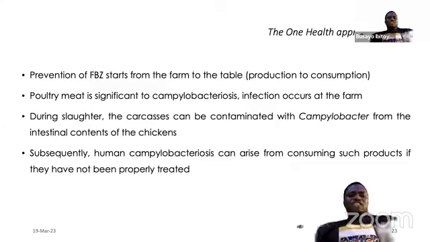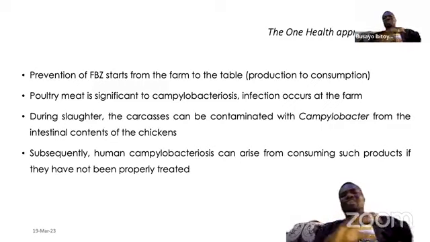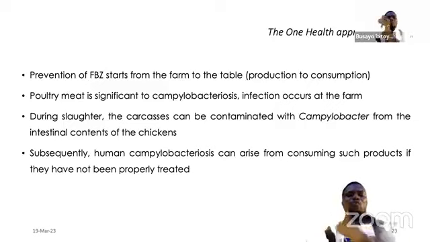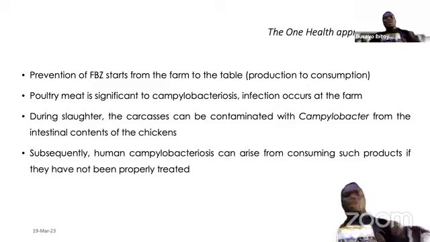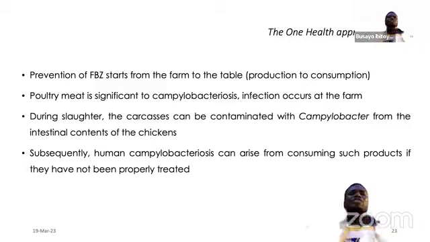Prevention of foodborne zoonoses starts from the farm to the table. That is, it starts from the farm where the animals are produced to the table where the products are consumed. So along the line, the prevention of foodborne zoonoses is a continuous thing.